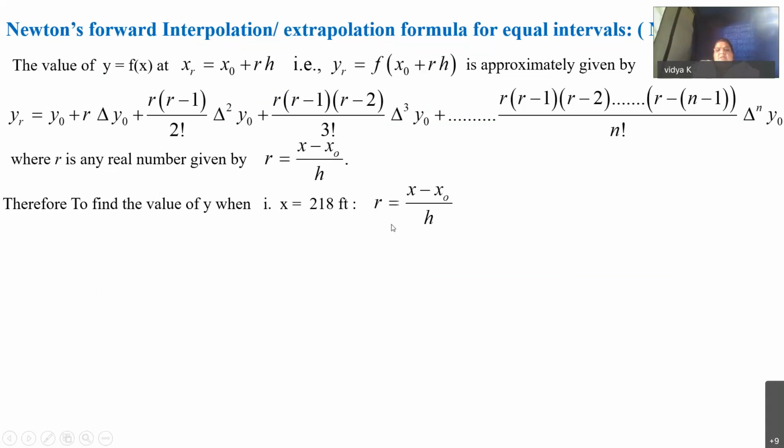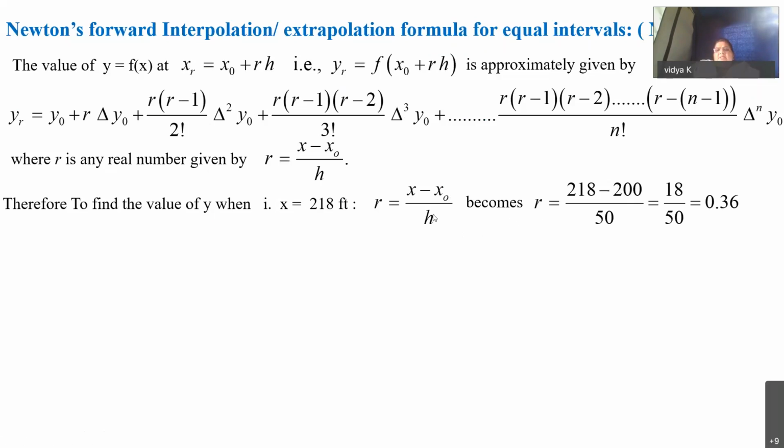So first I find what is r. r is what? x minus x naught by h. So r equals, where you need the y value at x equal to 218. Wherever you need the value of y, that becomes the general value x. So x you take as 218 minus x naught, the beginning value. Even though 200 is not the beginning value, you made it an initial value. So therefore, replace it by 200 from the modified table.